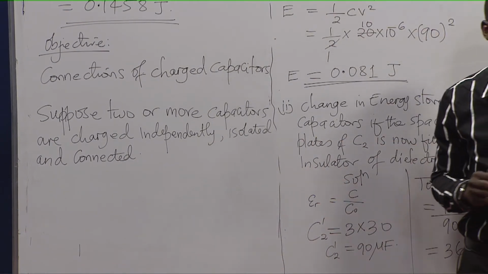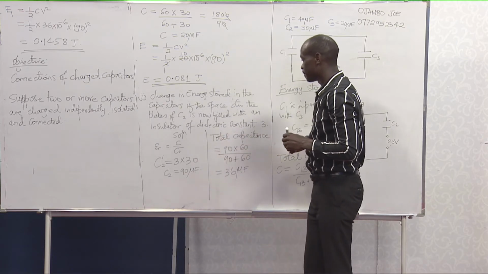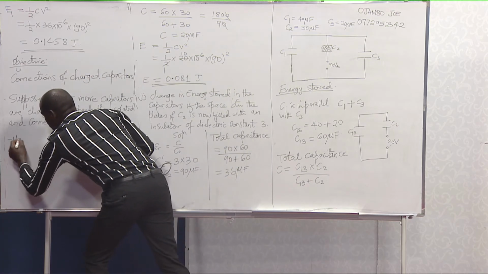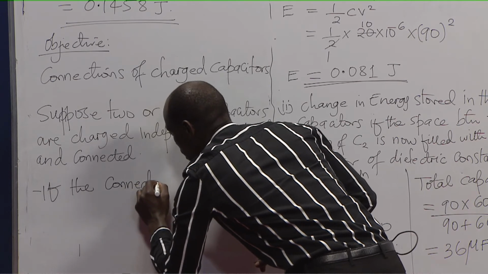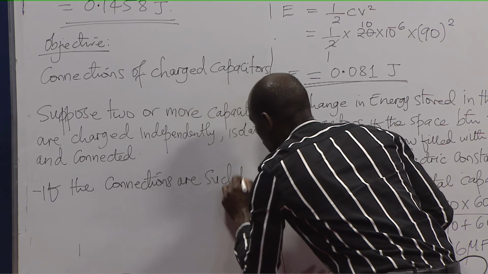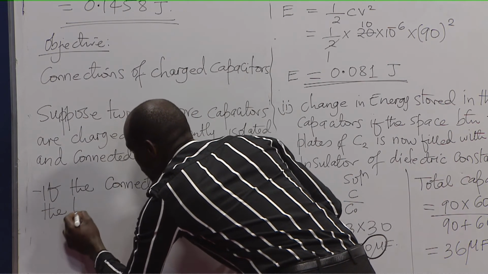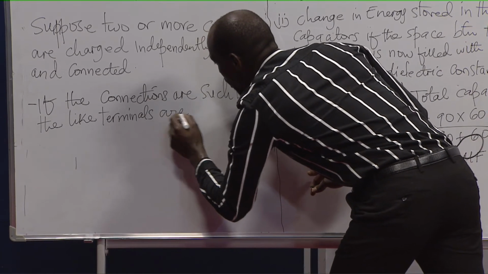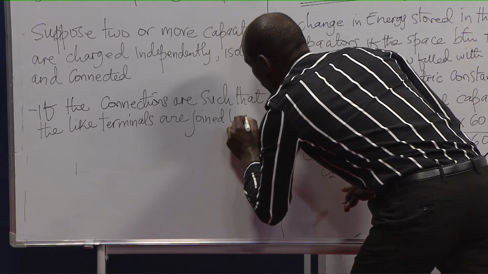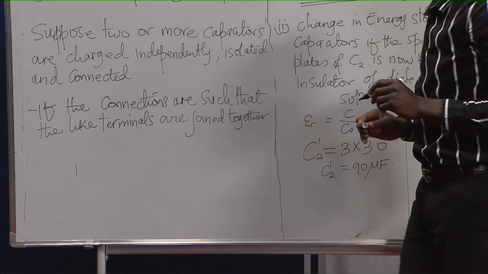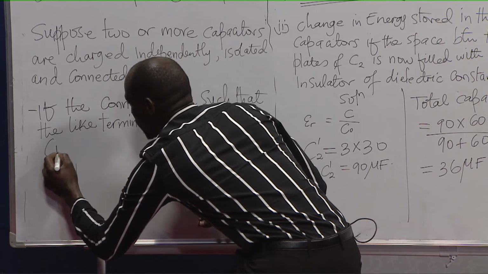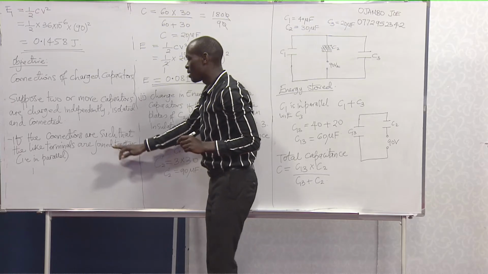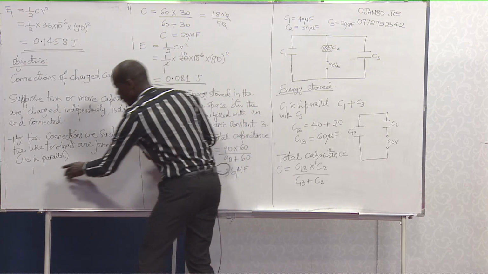The connections can be in 2 ways. And what are those 2 ways? If the connections are such that the like terminals are joined together, now, when you join like terminals, it therefore means you are putting them in parallel. Joined together, i.e., in parallel.